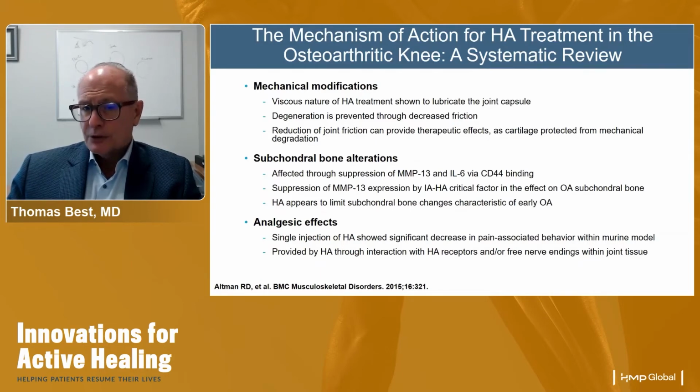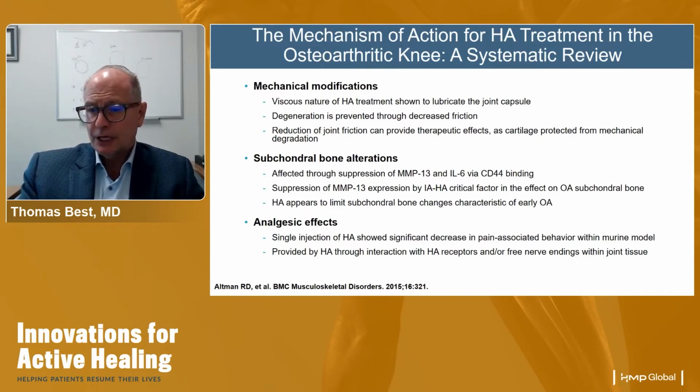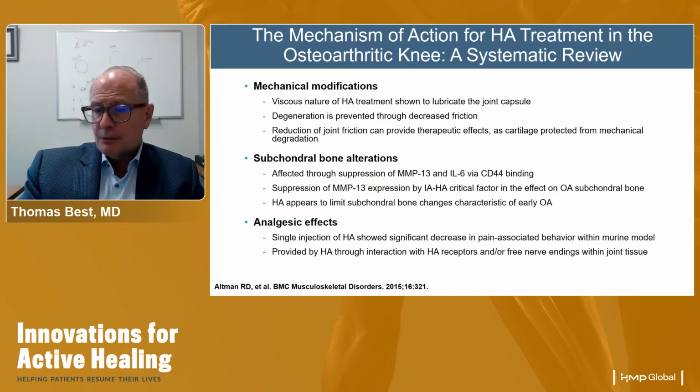I mentioned earlier the subchondral bone. We know that that's a really important component of the progression of patients with osteoarthritis of the knee. And again, hyaluronic acid appears to limit some of these subchondral bone changes, particularly during the early stages of osteoarthritis. And finally, there's some suggestion now, at least in animal models, that single injections of hyaluronic acid can lead to a decrease in pain-associated behavior, and perhaps even specifically substance P.